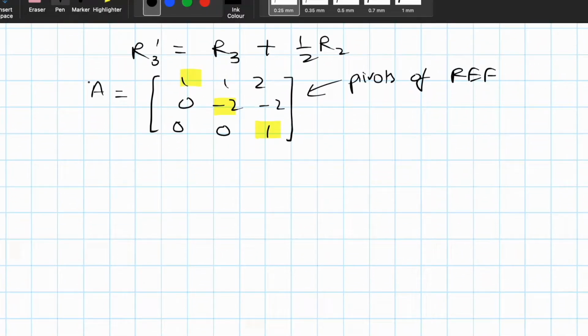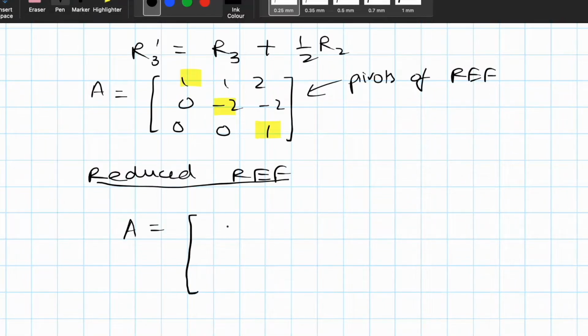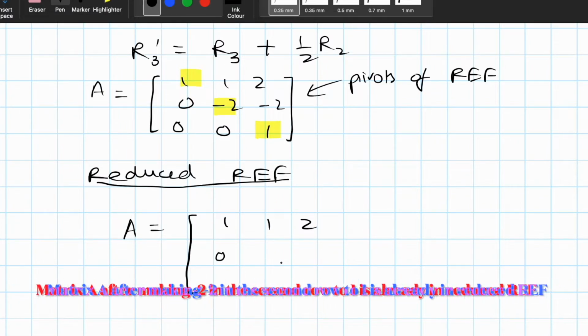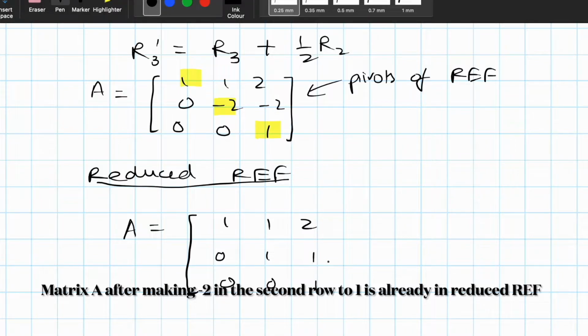There is another added thing known as reduced row echelon form. What is this reduced row echelon form? It is nothing but row echelon form converted into a rather nifty way of writing. So we make all the pivots 1. So 1 1 2, we multiply the second row by minus 1 by 2. This becomes 0 1 1, 0 0 1.